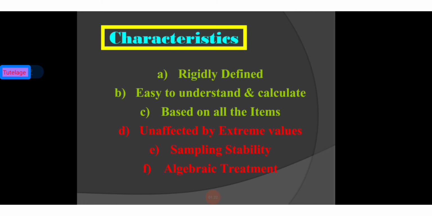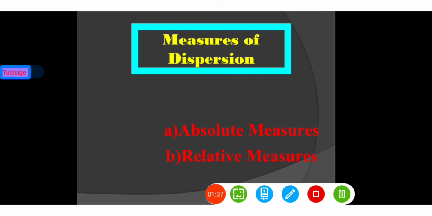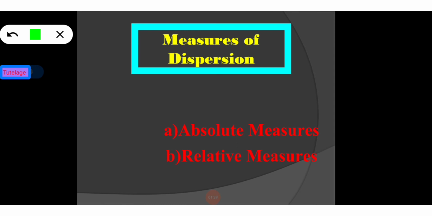So I think the characteristics of a good measure of dispersion are clear to everyone. Now move on to the next slide. Here we can see another slide for measures of dispersion. Dispersion or variability of the data is calculated with the help of a number of measures.